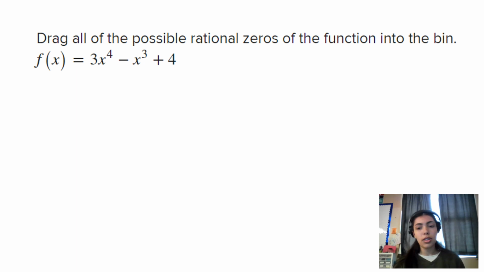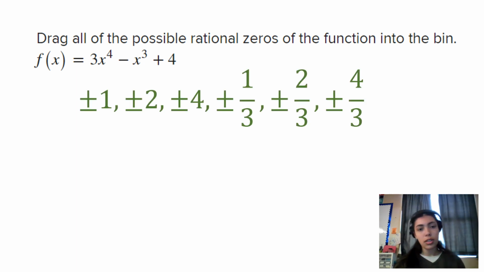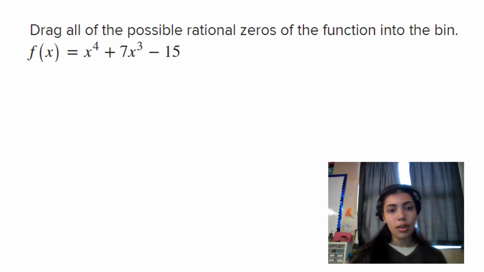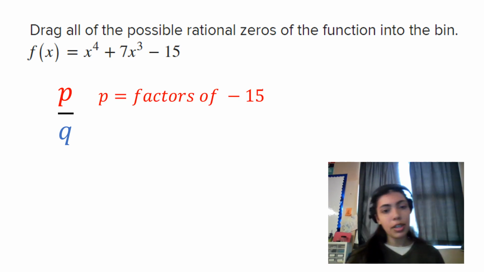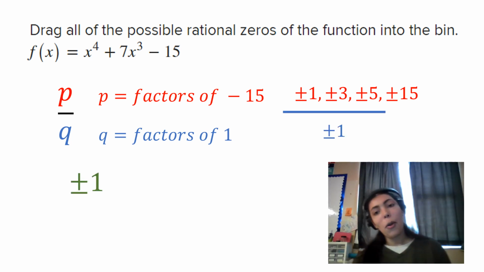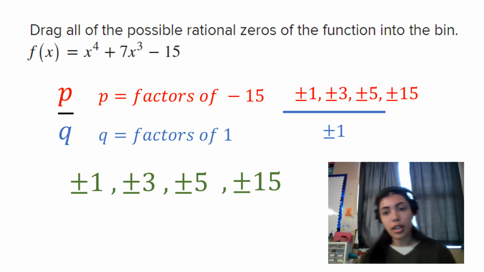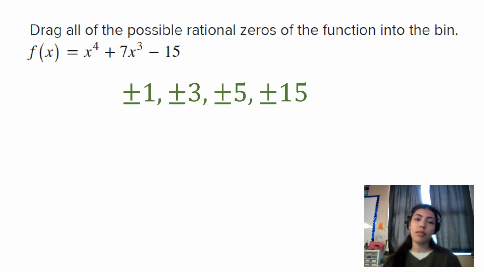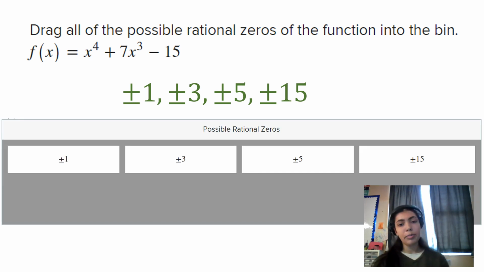So you're finding the zeros again. So you just do the same thing. You do P over Q, and then you simplify the fractions. That's all you do. You're doing the same thing again. P over Q, factors of negative 15, factors of positive 1, negative 1. Put them over each other, and you got all whole numbers because the denominator is 1. You do the same thing here.